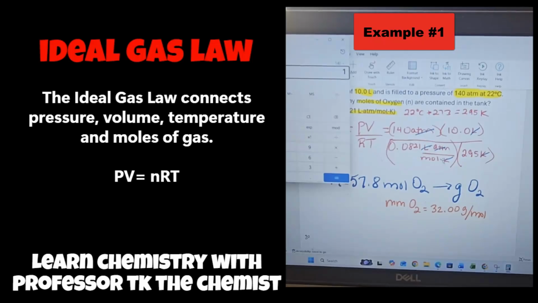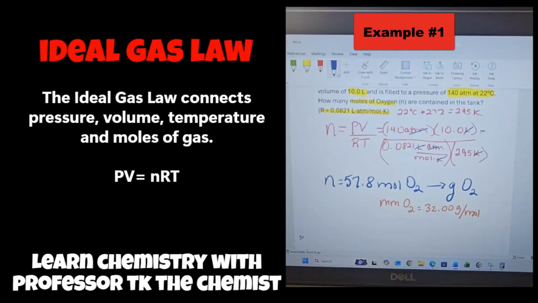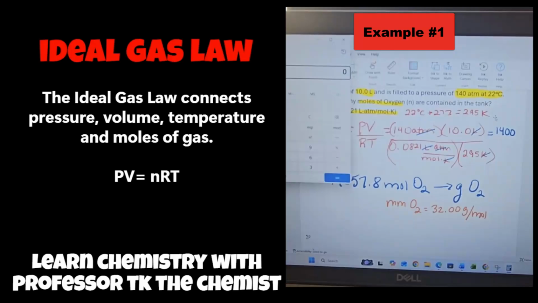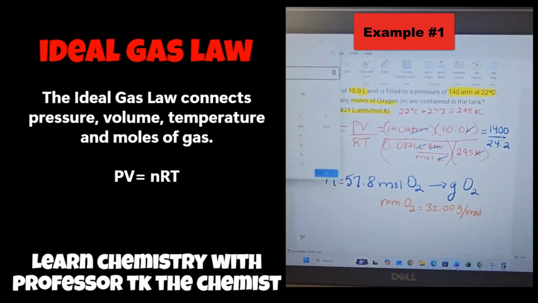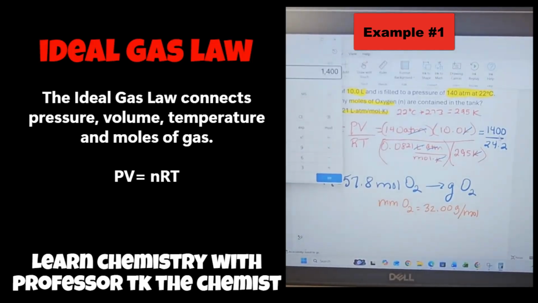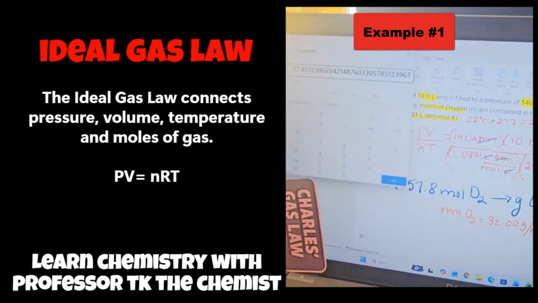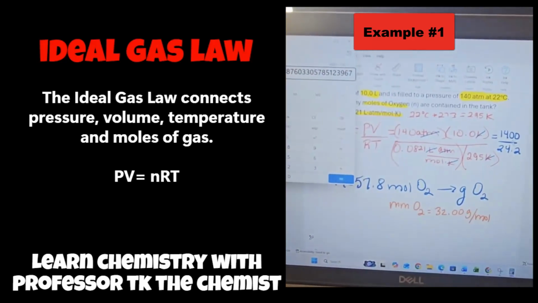140 times 10.0 gives us 1,400. I'm going to write this number off to the side, and it's going to be small, but I'm going to write it over here. We get 1,400 for the top number. Now, for that bottom number, 0.0821 times 295, we get 24.2, because we're rounding off to 3 sig figs. So now, if you plug that in, 1,400 divided by 24.2, you're going to still get the 57.8, which is what we got right here.